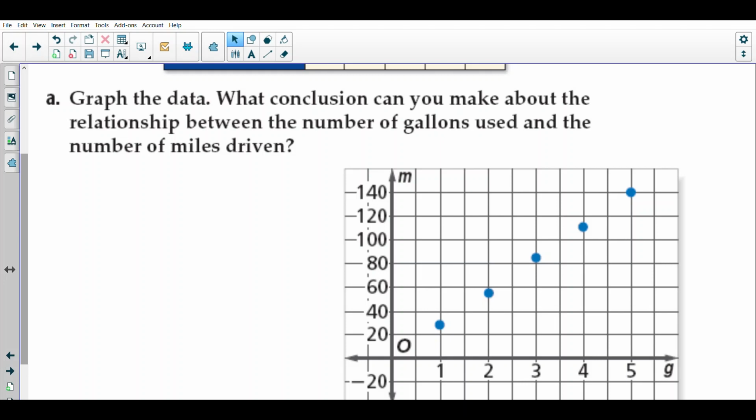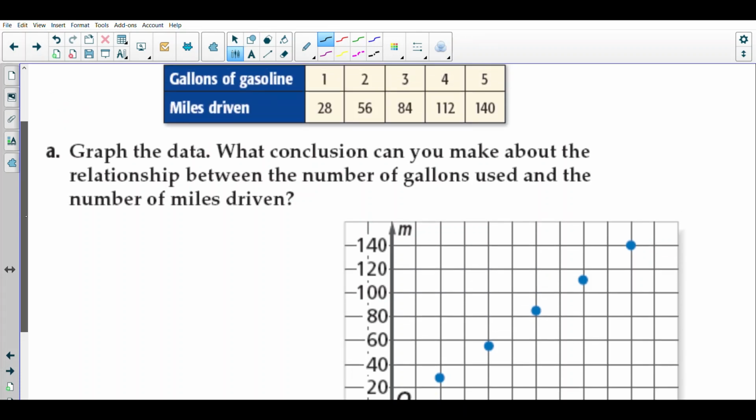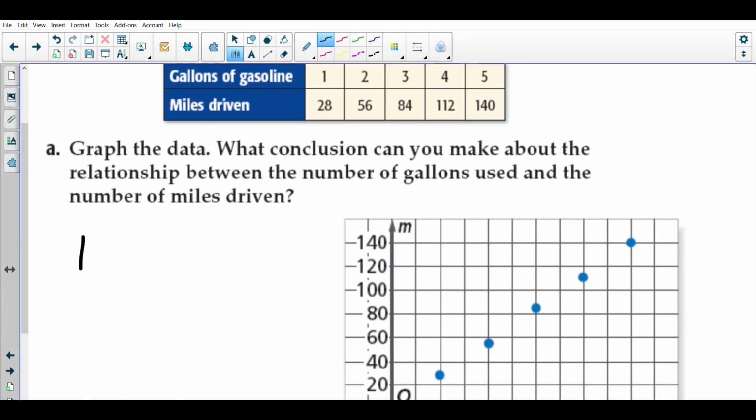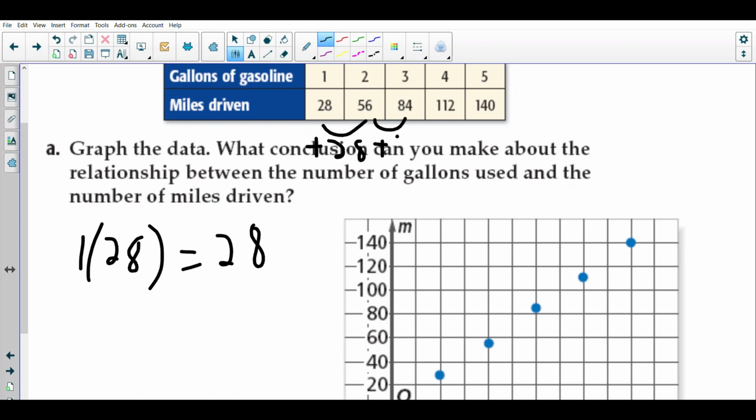If we look at this, when we graph and plug in, if we look at all these numbers, we can see that 1 times 28 is equal to 28. Now, why did I choose 28? Because as I move every time, it's plus 28, plus 28. I see a common difference.